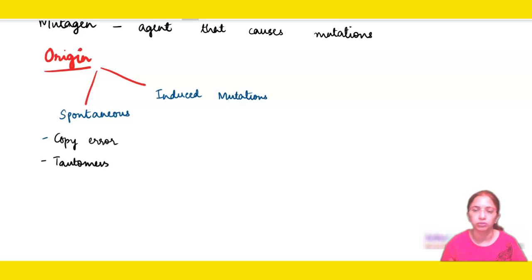So if tautomers or the isomers of the nitrogenous bases are formed, they will not follow the base pairing rule, they will attach abruptly and the same information will propagate in the daughter cell. So this is also one of the reasons for mutations, right?